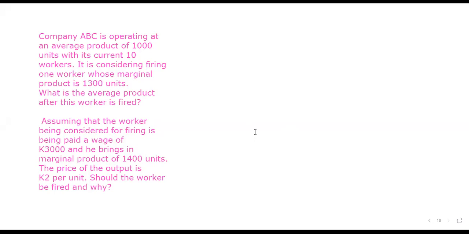Right. So average product of labor is what? Total product of labor over labor units. So the total product of labor is what? 10 times 1,000. And the labor units, the laborers, are how many? They are 10. So this is 10,000 divided by 10, which goes back to 1,000.